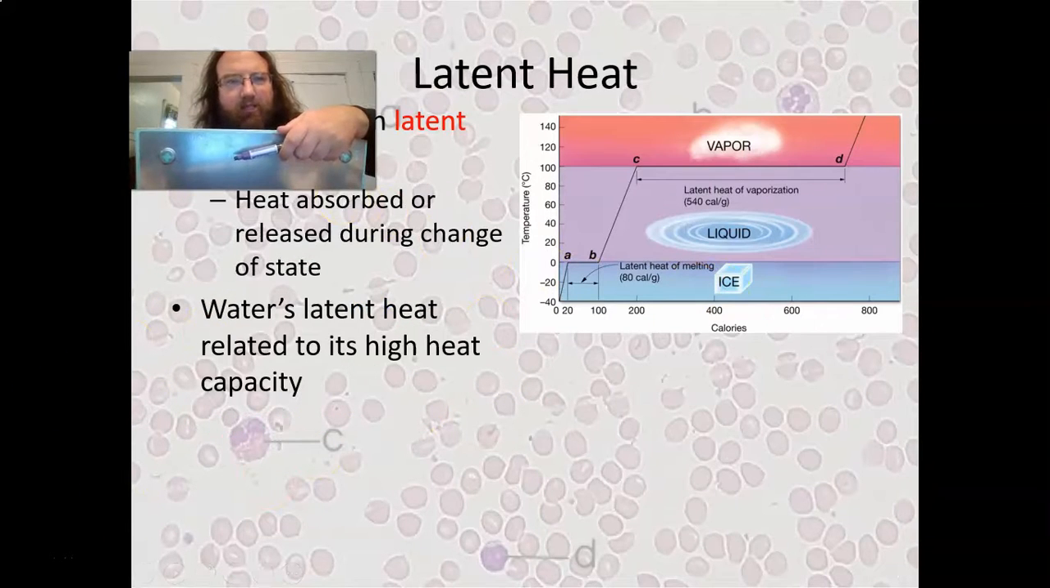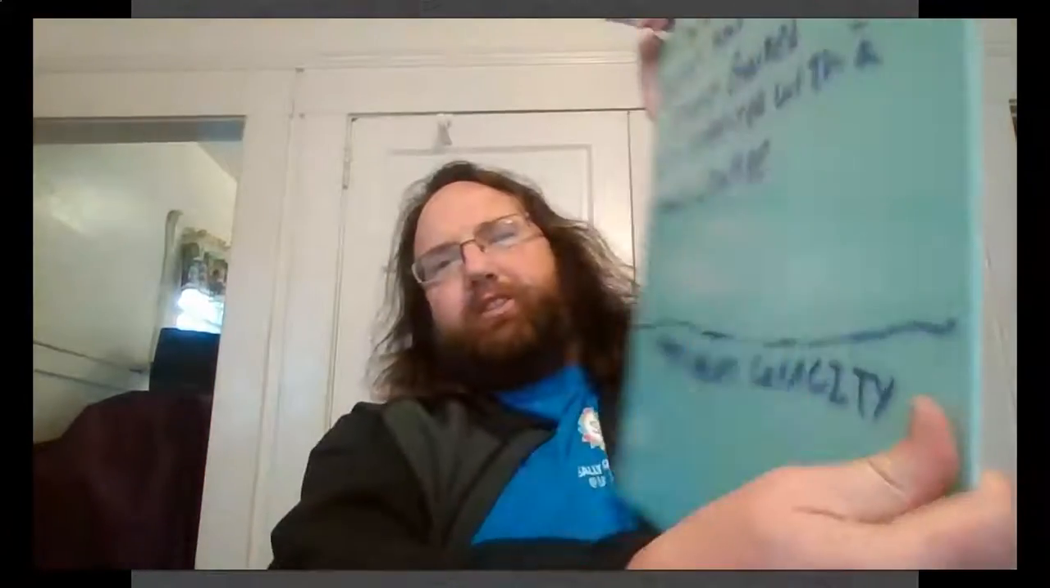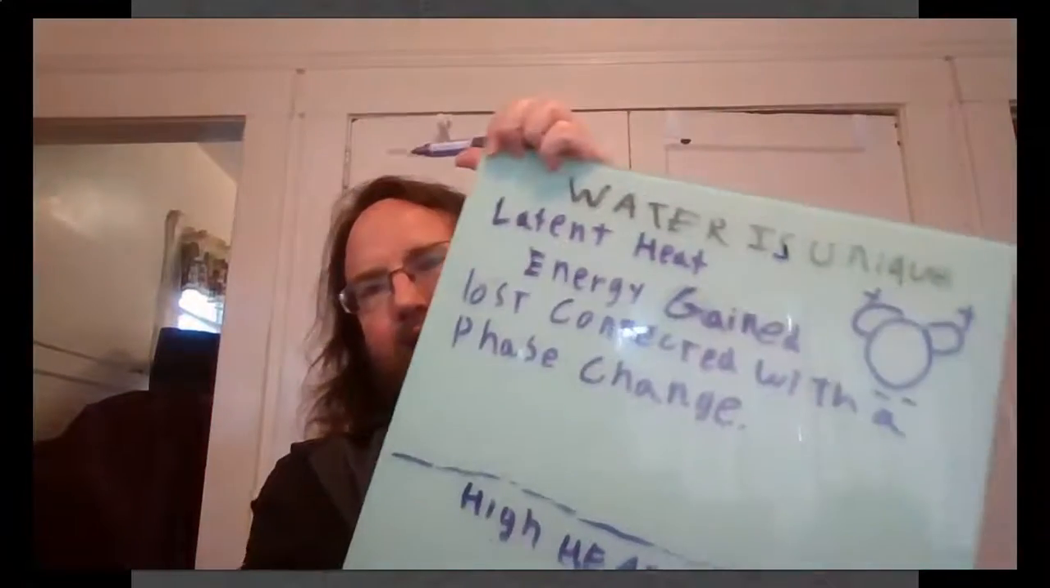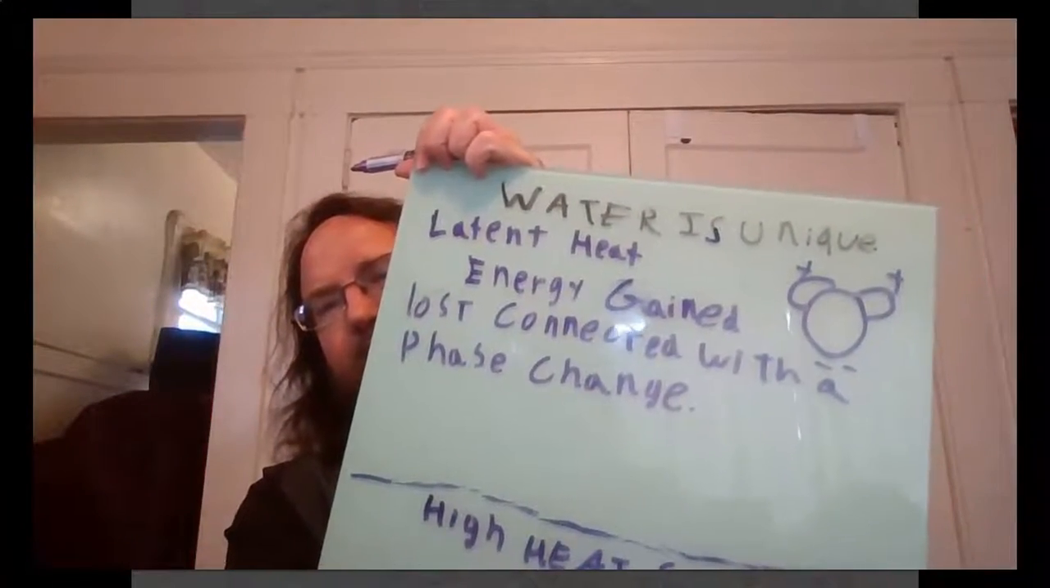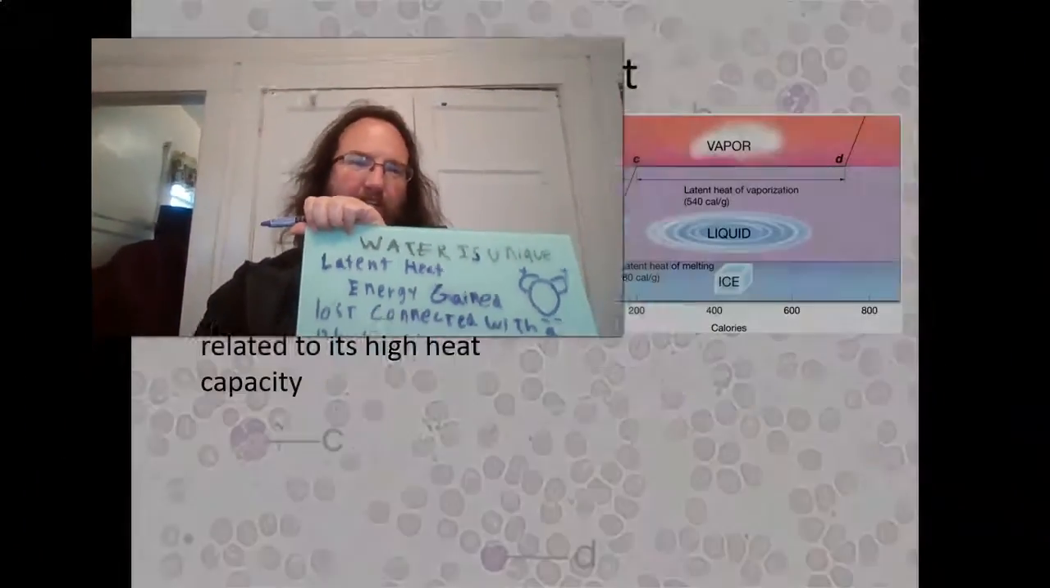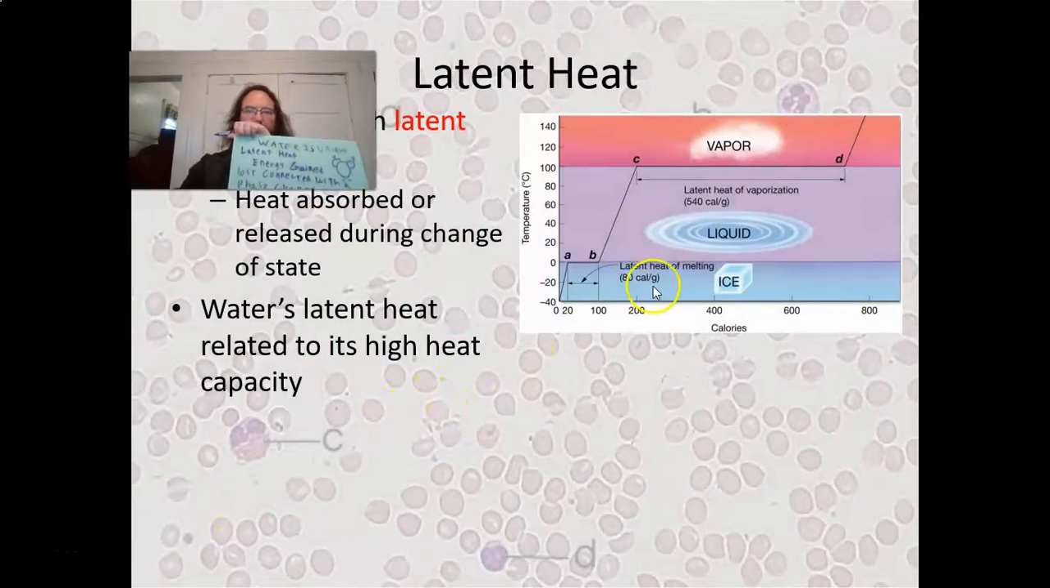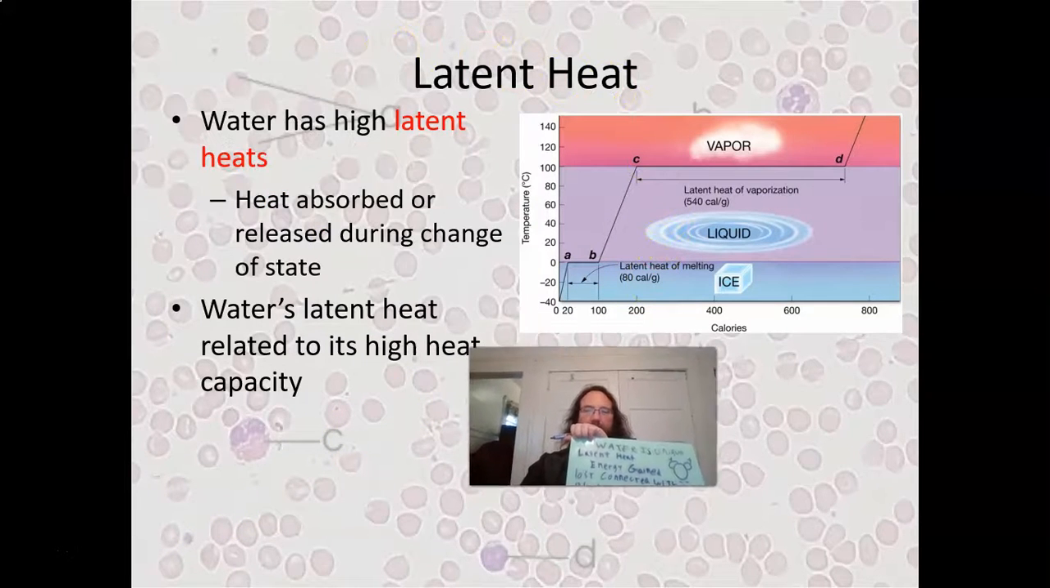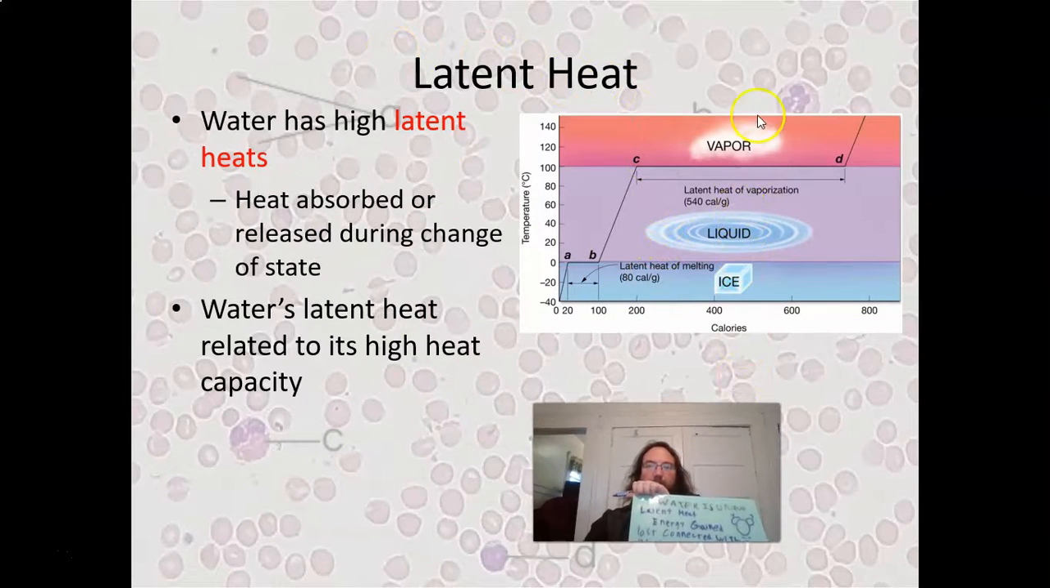So the second term we want to introduce here is one called latent heat. Latent heat is energy gained or lost with a phase change. What do we mean by phase changes? All right, let's take a look back at our little PowerPoint. Water goes from ice to liquid. That is a phase change. Water goes from liquid to vapor. That is a phase change.